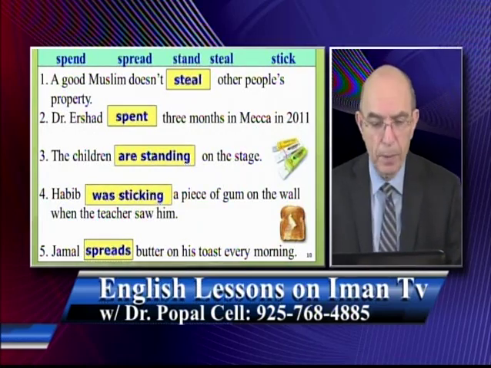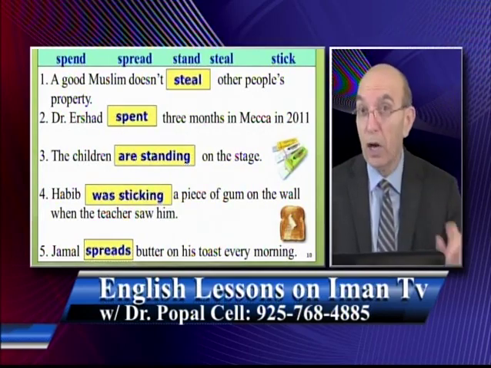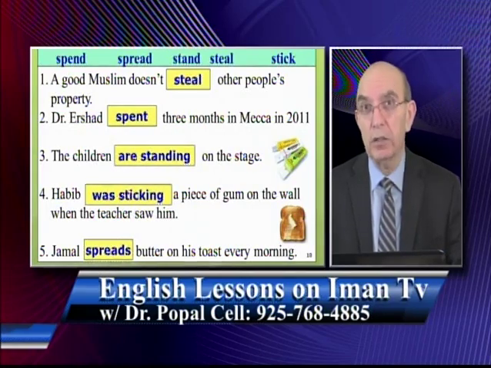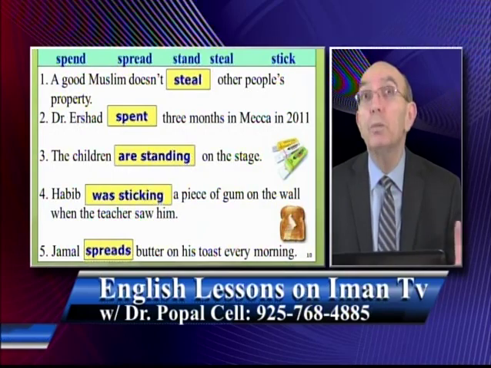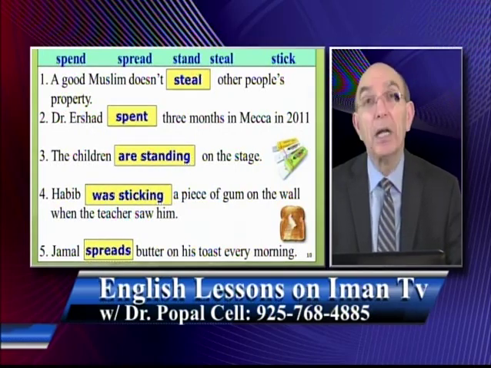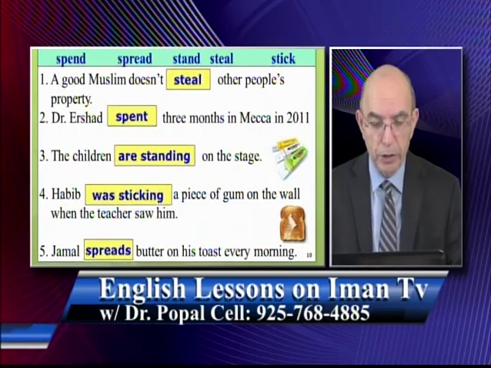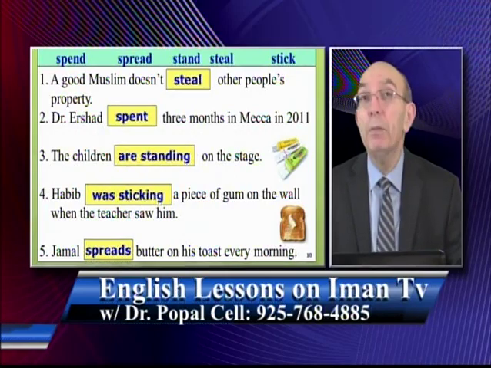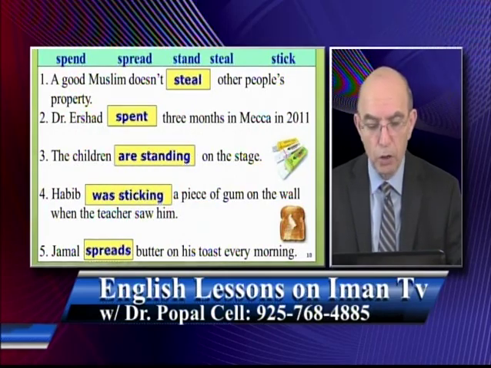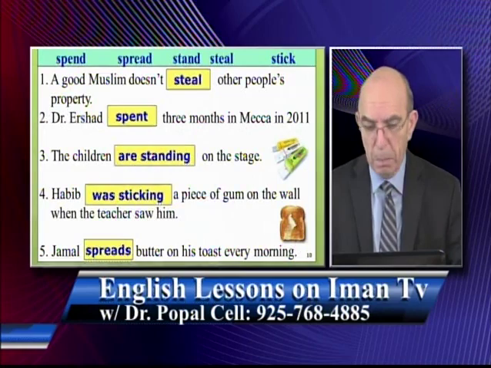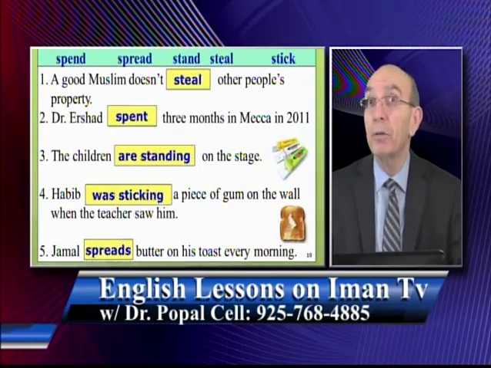Sentence number 1. A good Muslim. There are a lot of bad Muslims that they do bad things. Like you go to Afghanistan, people in power, they steal the government property, the people's property. But good Muslims, a good Muslim doesn't steal other people's property. Number 2, Dr. Irshad spent 3 months in Makkah in 2011. Number 3, the children are standing on the stage. Number 4, Habib was sticking a piece of gum on the wall when the teacher saw him. Number 5, Jamal spreads butter on his toast every morning.